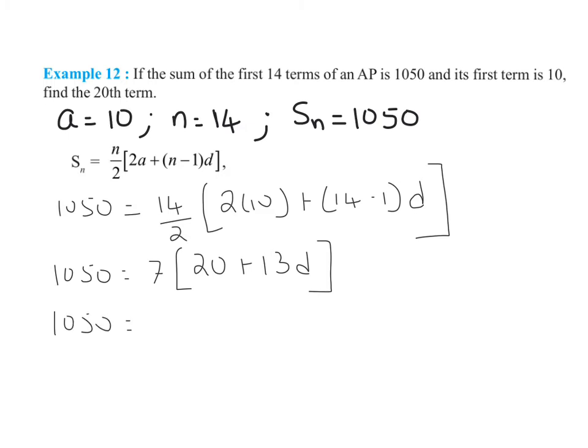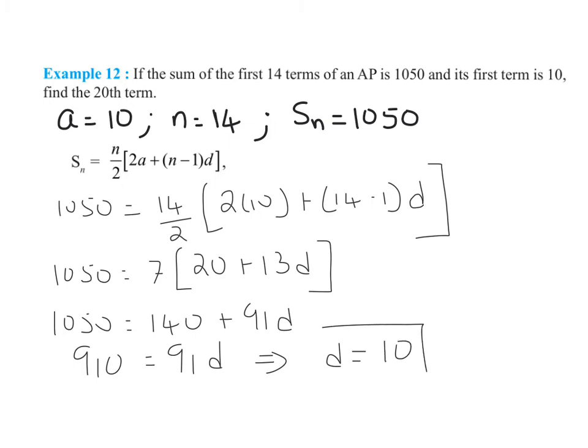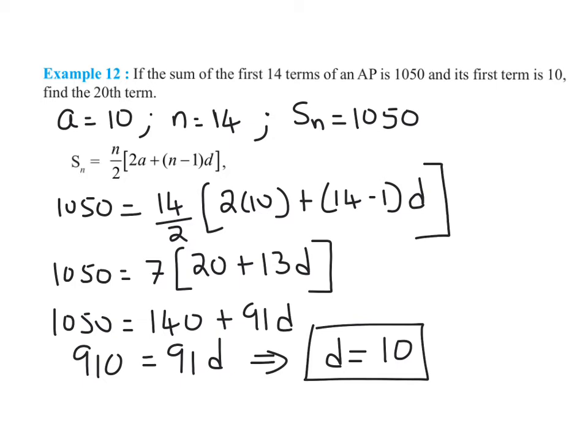1050 is going to be equal to 140 plus 91d. When you move 140 to the other side of the equation, 1050 minus 140, you get 910 equal to 91d. Therefore, d will be equal to 910 divided by 91, that's 10. Now we found d. But the question is, find the 20th term. So we need to go further.